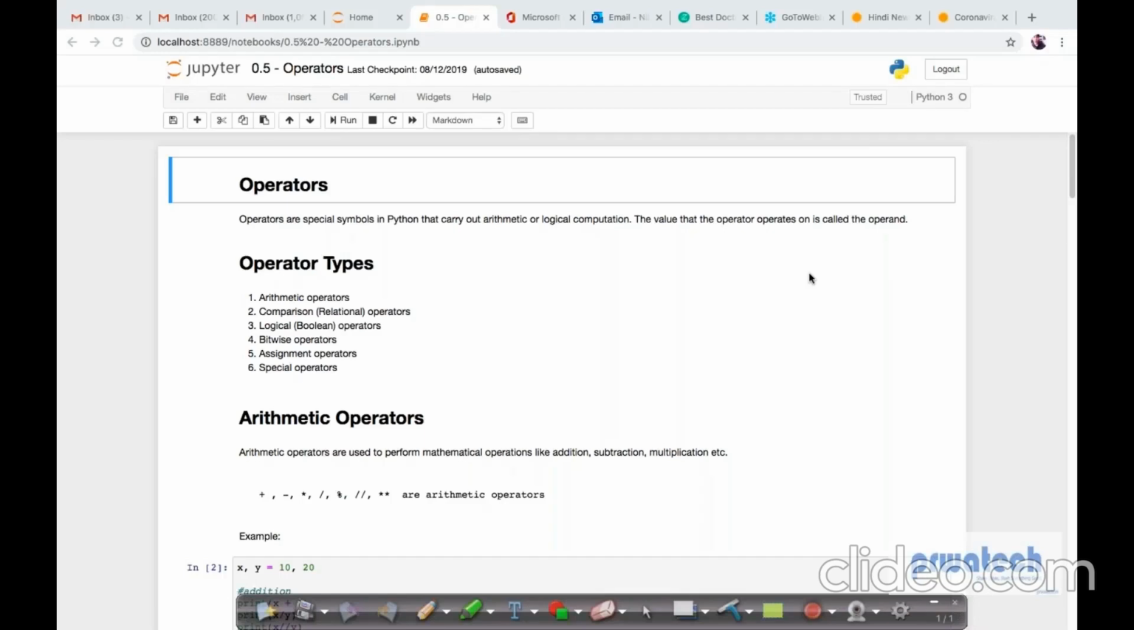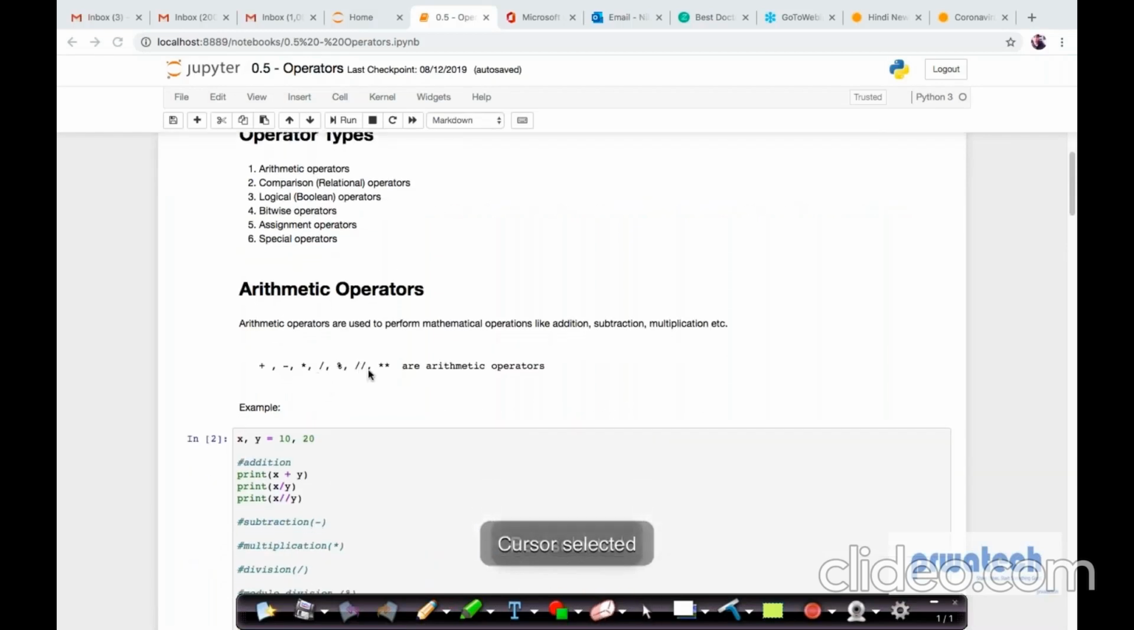Okay, so arithmetic operators we have seen. We got a little confused with the slash and double slash, but I think now we know how this works. So I'll start with the exponent. This double-star sign is an exponent. It's a power.